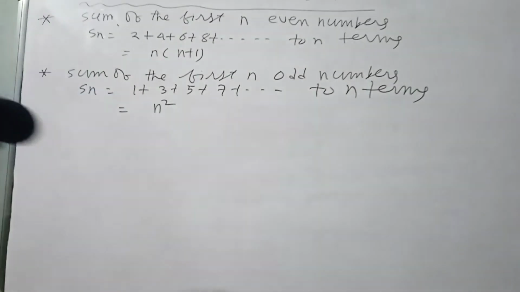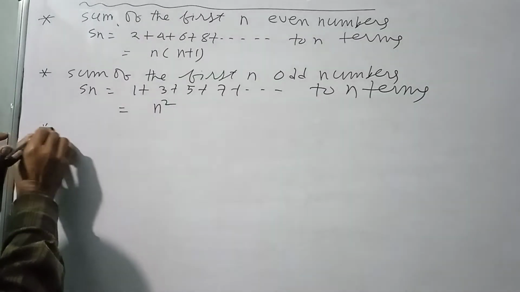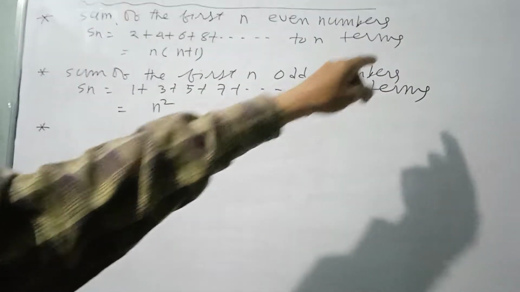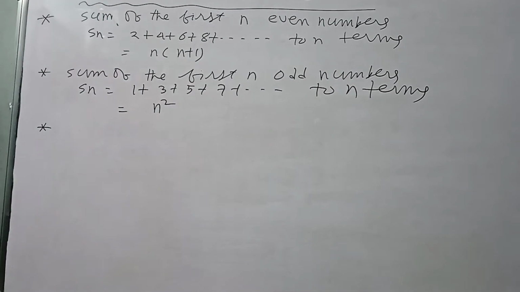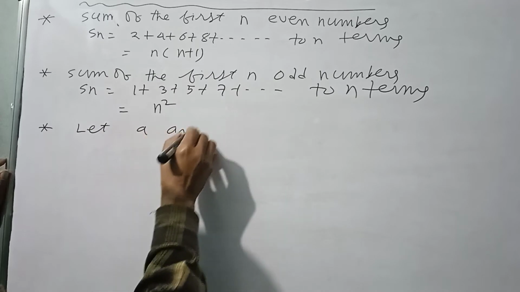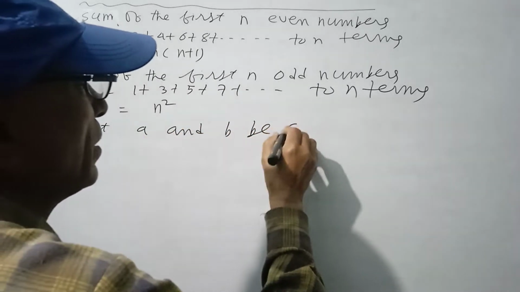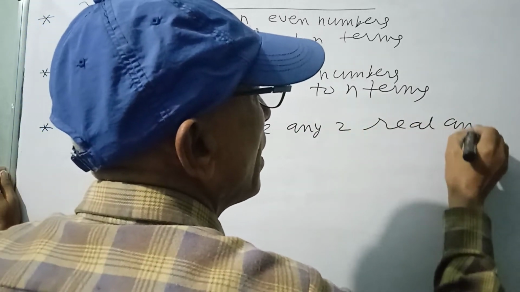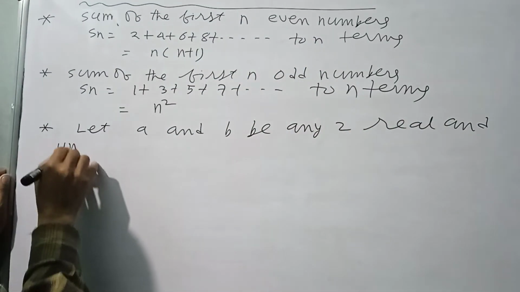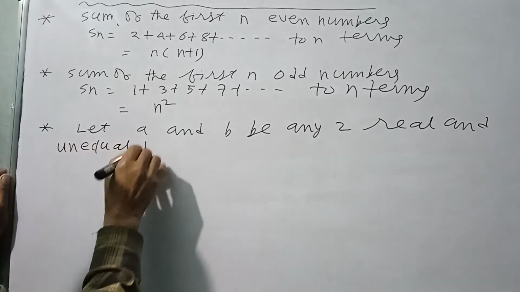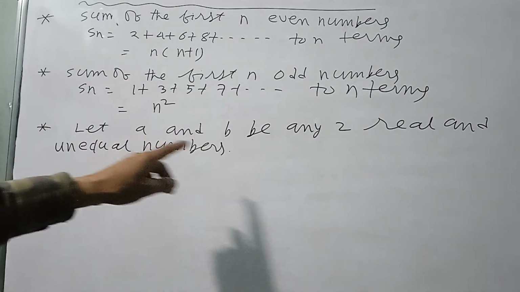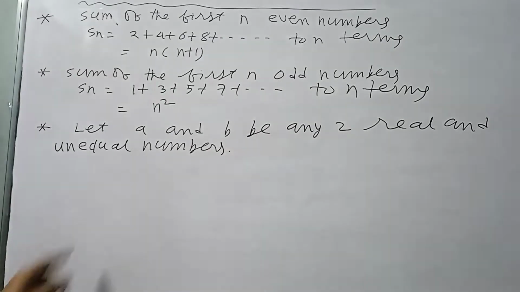Another, AP and GP, that is for beginners, sequences and series. Today we are dealing with some formulae. Let A and B be any two real and unequal numbers. There are two terms A and B, and they are real and unequal.